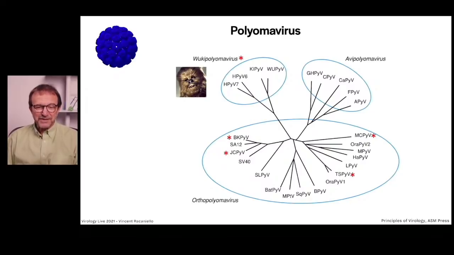I love this one. Here's a phylogenetic tree of polyoma viruses. We talked about these a lot in the first part of this course because SV40 is a model for understanding molecular biology, DNA replication, transcription, and so forth. But it turns out there are a lot of polyoma viruses. We have 3 genera here, shown by the blue lines, and the ones with the red asterisk have been found in humans.